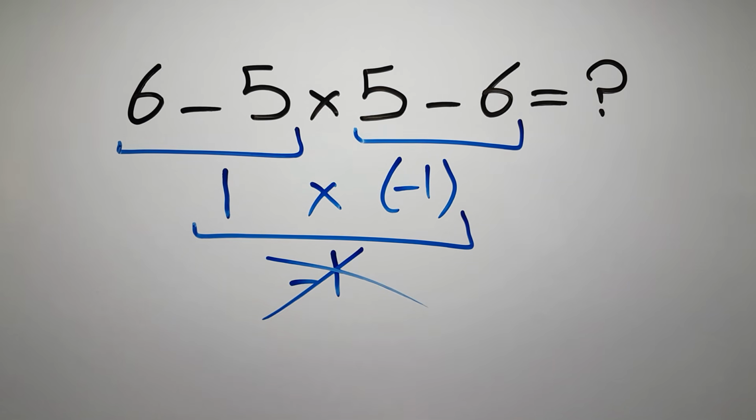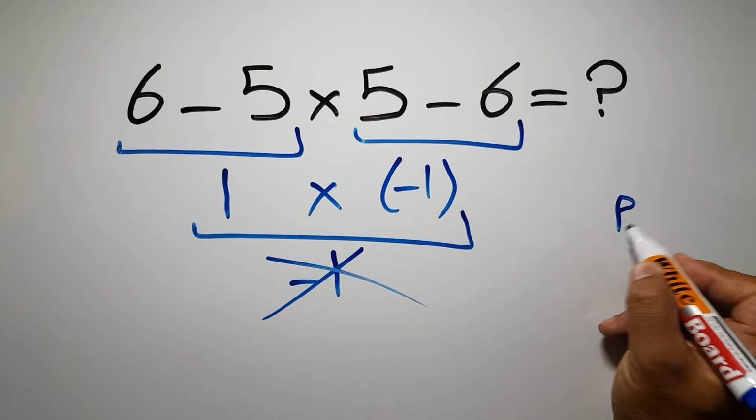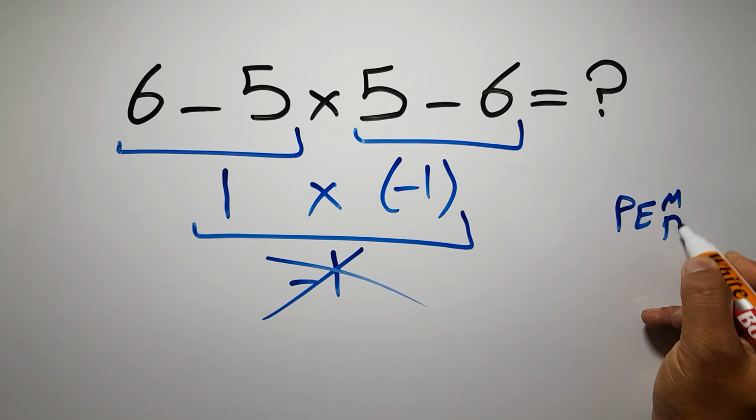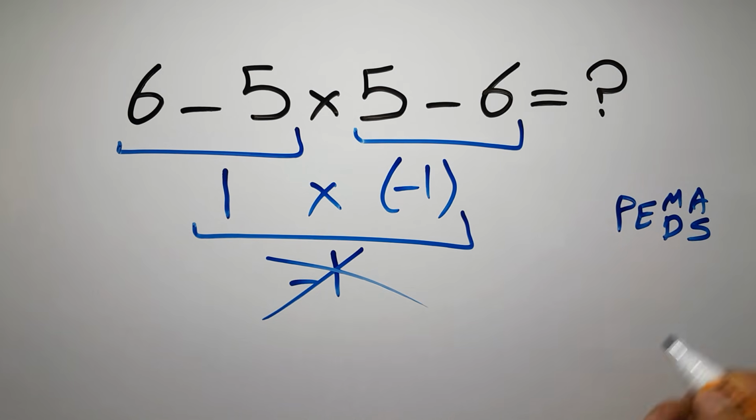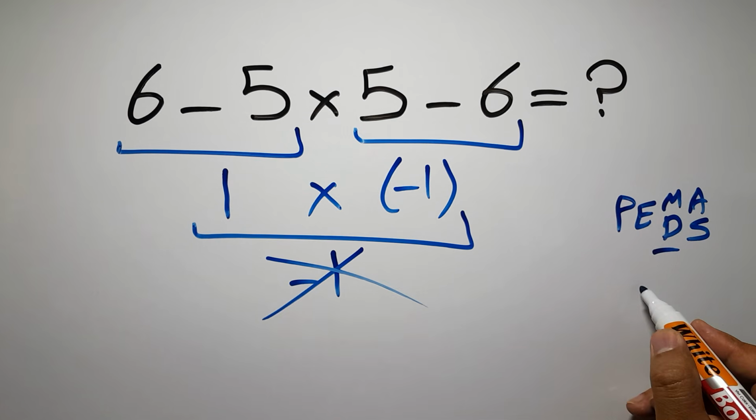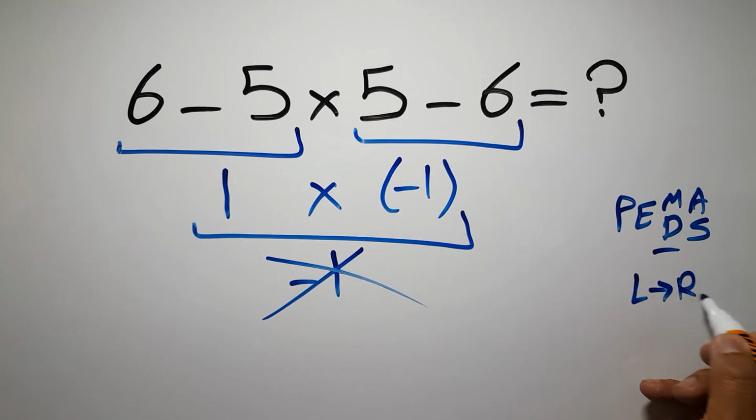Because according to the order of operations, first we have to do parentheses, then exponents, then multiplication or division, and finally addition or subtraction. Remember that multiplication and division have equal priority and we have to work from left to right, and the same applies to addition and subtraction.